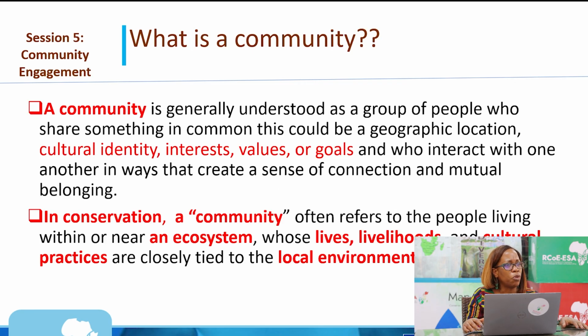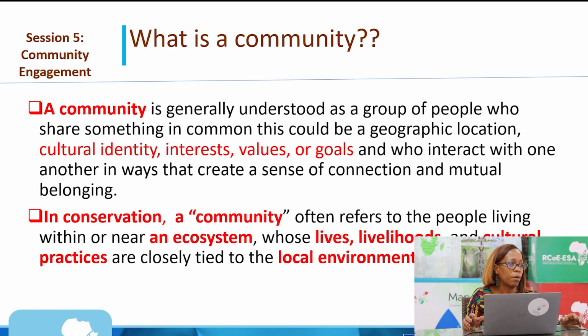So we have been talking about community, but what is a community? A community is generally understood as a group of people who share something in common. This could be a geographical location, for example, Kenya, Tanzania, Rwanda. Cultural identity, it could be, for example, the Luo, the Maasai, the Yoruba. Interests, it could be biodiversity conservation, it could be wildlife. Values, there are so many cultural values or goals, and who interact with one another in ways that create a sense of connection and mutual belonging.